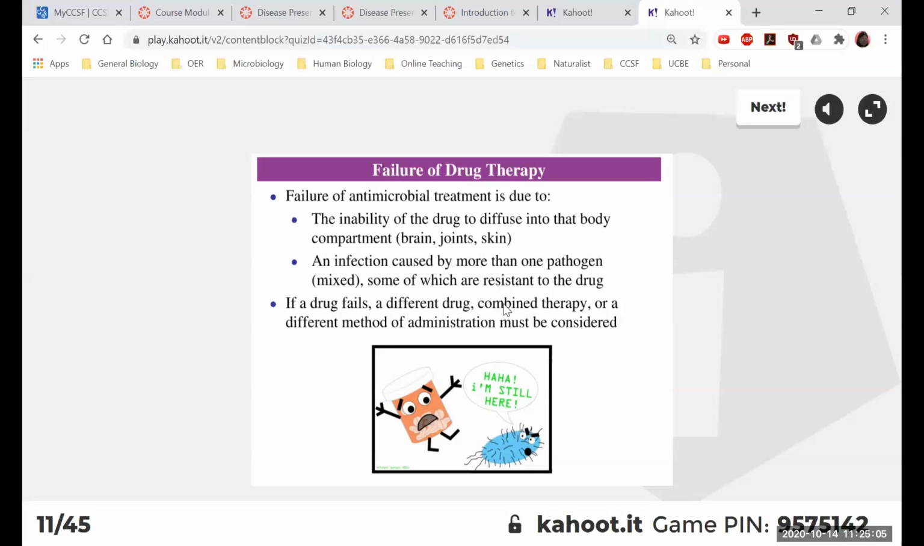So usually if one drug fails, a physician will give you a different drug, and hopefully by that time they will have more information about the pathogen. And also sometimes they will give you a combined therapy. So they might give you a cocktail of more than one antibiotic, or they might change the method of administration to basically help you clear the infection.